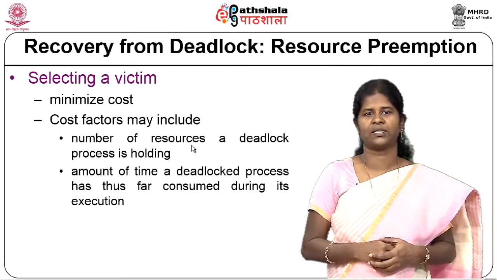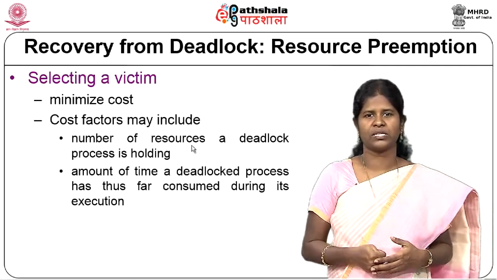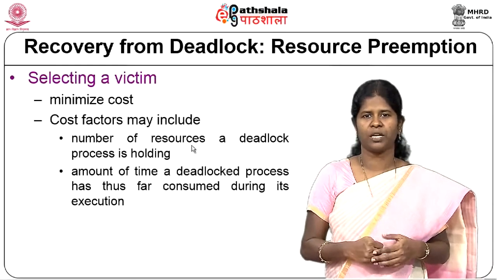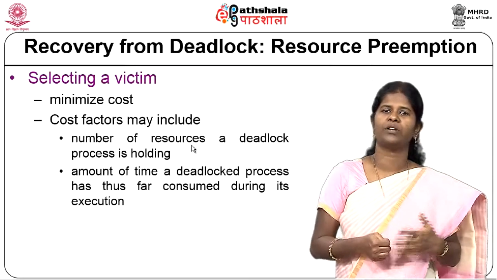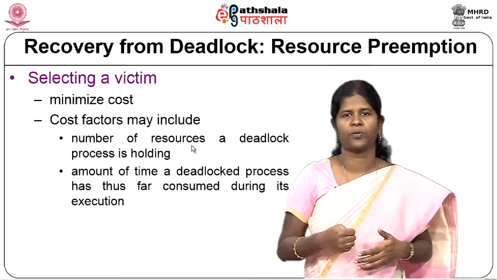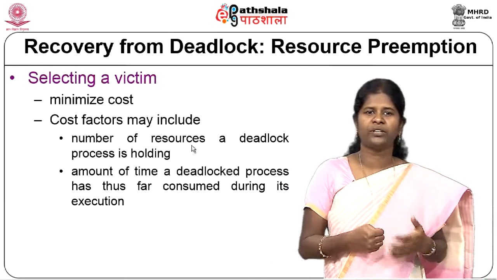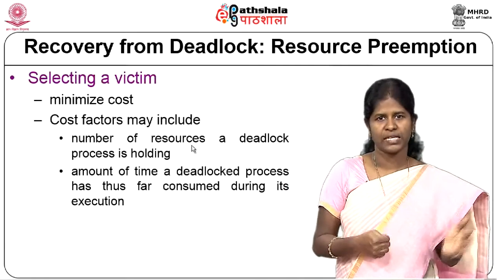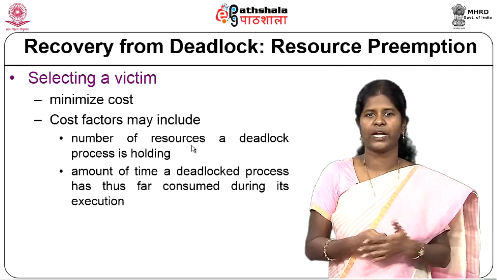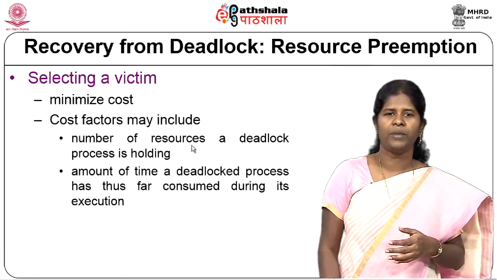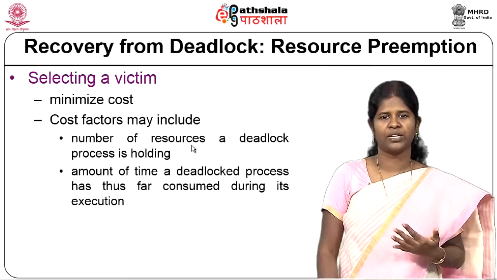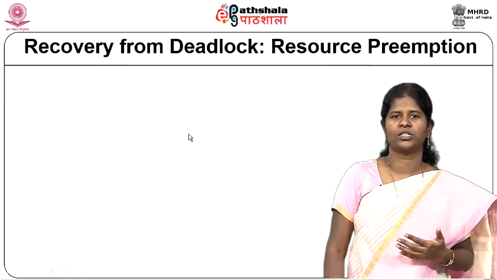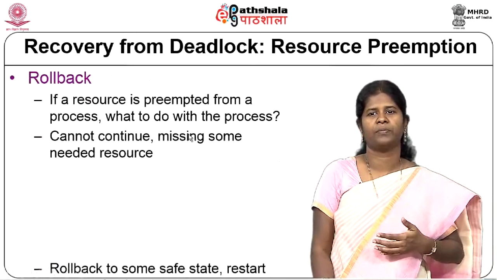So how do you select a victim? You need to select a process in such a way that the cost is minimized. And what is this cost? The cost factors can include the number of resources the deadlocked process is holding, the amount of time the process has thus far executed, and maybe even other factors. Based on that you can decide which process should be chosen for preemption.